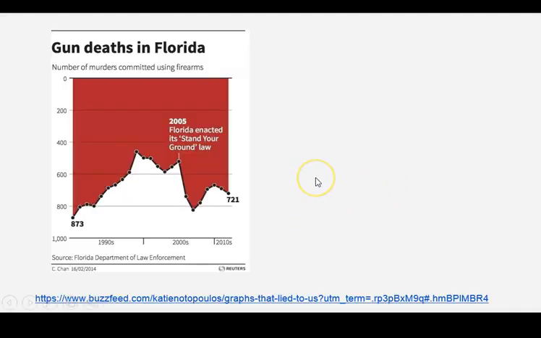Then we have this graph. Gun deaths in Florida, number of murders committed using firearms. And the scale goes from 0 at the top to 800 at the bottom. So it's really confusing. We think of this as an increase, but it's actually a decrease. So are the deaths increasing or decreasing? It's hard to tell. It's upside down. So it's giving us a false impression of what's really happening.